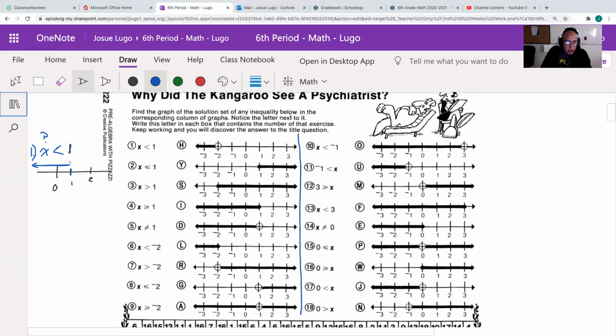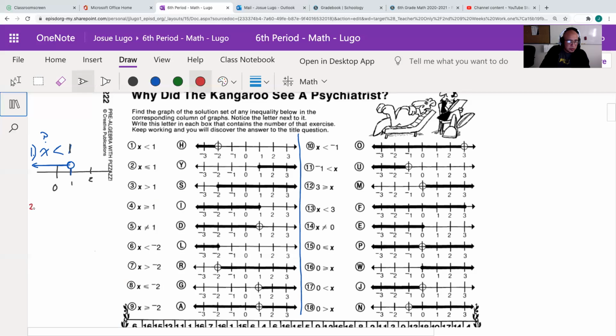Now, I'm going to do an open circle right here at number 1. All right, because x cannot be equal to number 1. That might seem odd to some of you guys, but let's go ahead and do number 2 before we even answer and show which of these number lines is number 1. Let's go ahead and do number 2 to see why we're doing an open circle here.